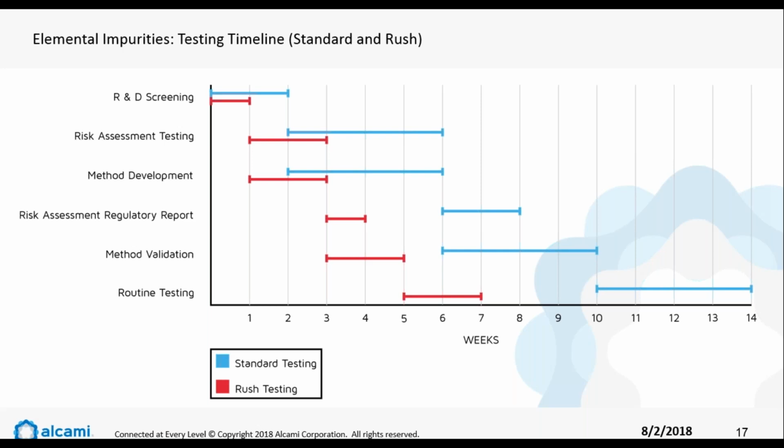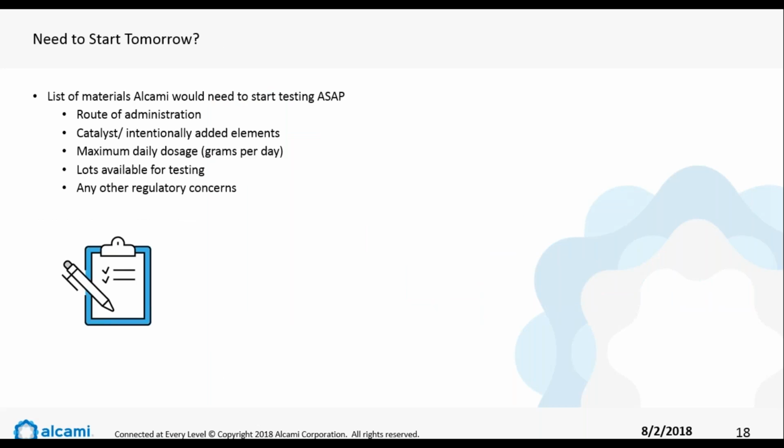If it moves into validation, that's where the timeline may stretch out a little bit more, because that would have to be done after the risk assessment or the method development. But we can deliver a risk assessment in as little as 2 weeks. And routine testing, if we need to perform it with the validated method, could again be done in that 1 to 2 week time frame.